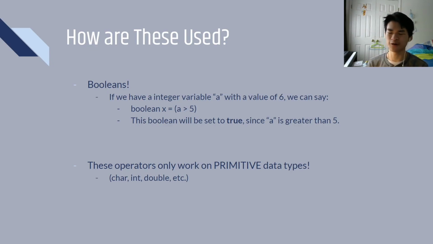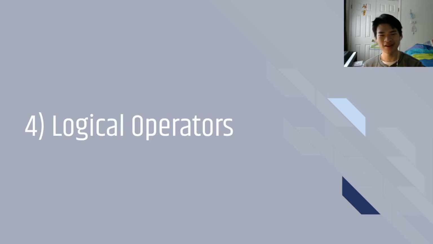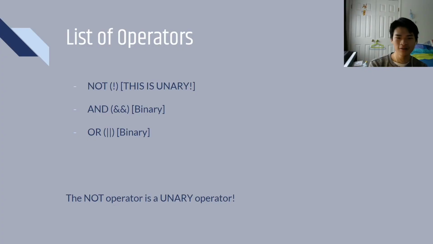These operators only work on primitive data types, which are characters, integers, doubles, floats, and whatever else you can think of that's primitive. So next we have logical operators. They're pretty logical. Our list of logical operators is relatively small. We just have the not, the and the or operator. Now note that the not operator is actually a unary operator, while the and or operators are both binary.